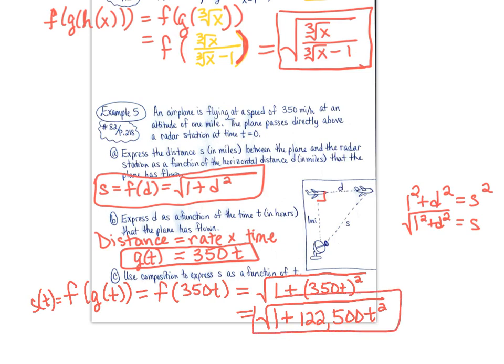So now we know how to combine functions and get new ones. We talked about the sum, the difference, the product, and the quotient, and then we talked about composition of functions and how to find the domains of all of them.